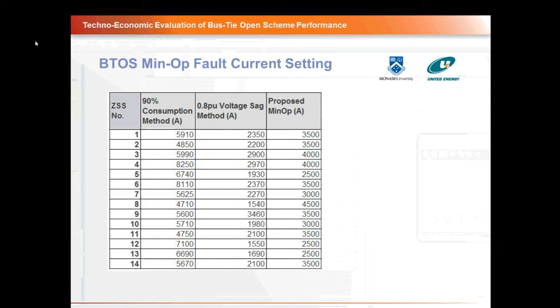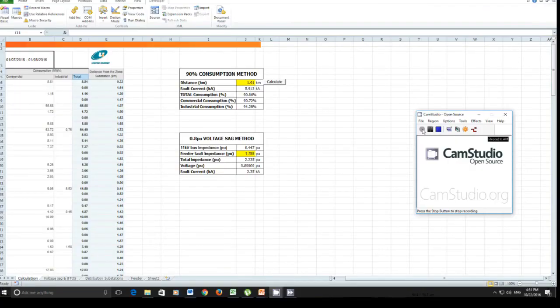So that is why we need to define min-op fault current settings for each zone substation. To propose min-op fault current levels, I used two different methods. The first method I used was the 90% consumption method.